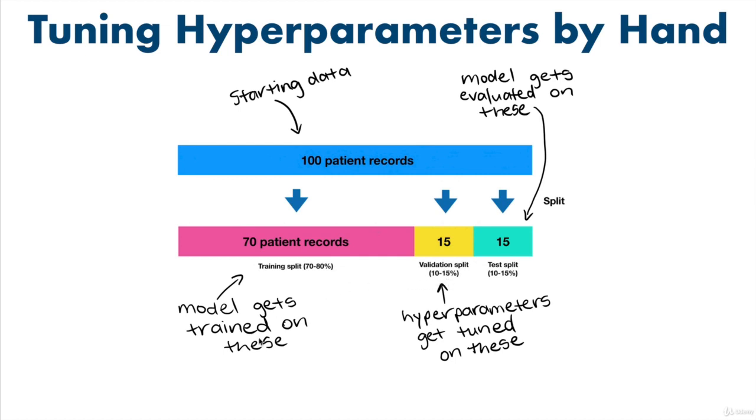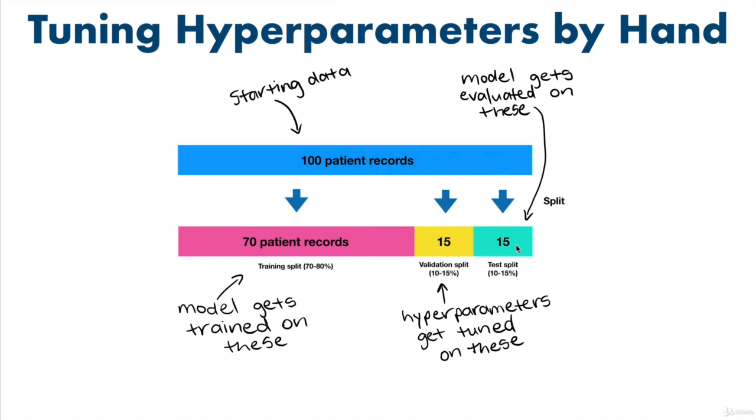And so, naturally, the model gets trained on these, is what we've seen before. And usually, without the validation set, our model will get evaluated on these. But now, because we have a validation set, this is where we're going to tune our model settings, aka the hyperparameters get tuned on the validation split. And then, finally, as normal, a model gets evaluated on the test split.